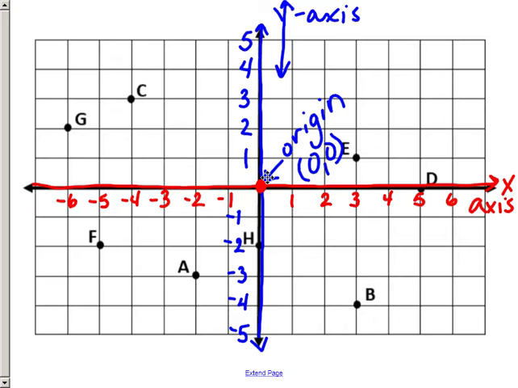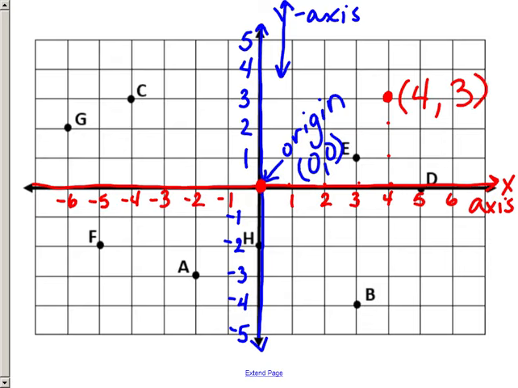Now, we can actually graph ordered pairs anywhere on the coordinate plane that we want to. And an ordered pair, for example, could look like this. We could graph the ordered pair 4, 3. Here, we go from the origin, we count forward 4, 1, 2, 3, 4, and then up 3, 1, 2, 3. This is the point for the ordered pair 4, 3.